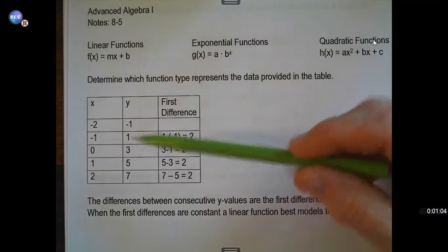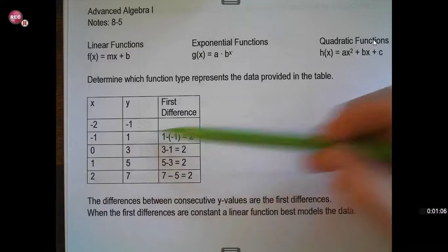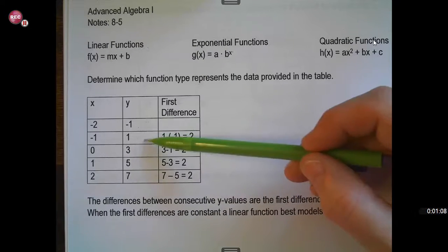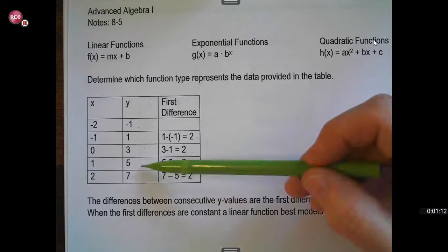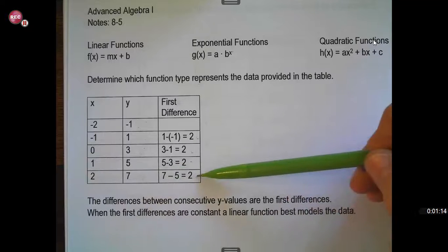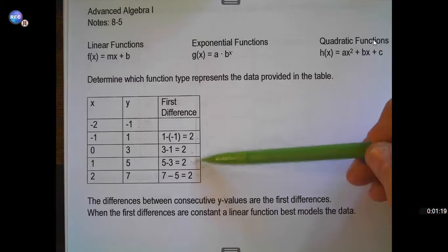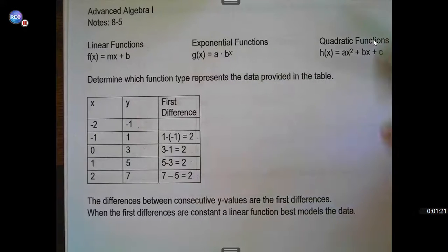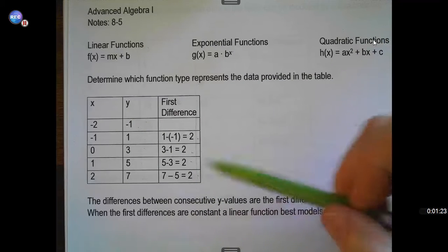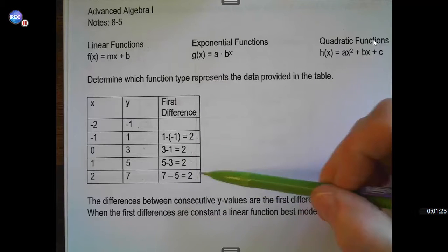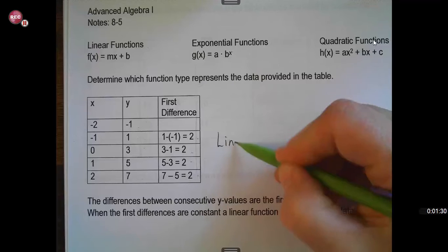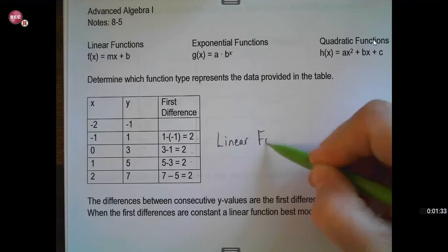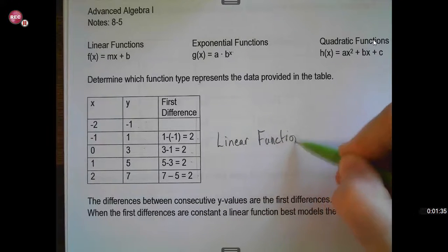So the difference between -1 and 1 is 2. The difference between 1 and 3 is 2. The difference between 3 and 5 is 2. And the difference between 5 and 7 is 2. So when we take the difference between consecutive y values, and the first differences are the same, are constant, then we say this is best modeled by a linear function.